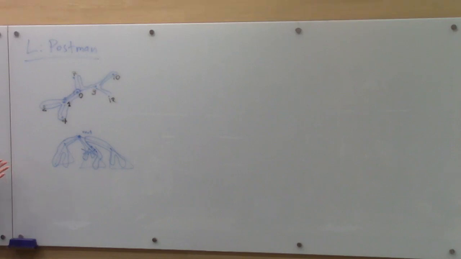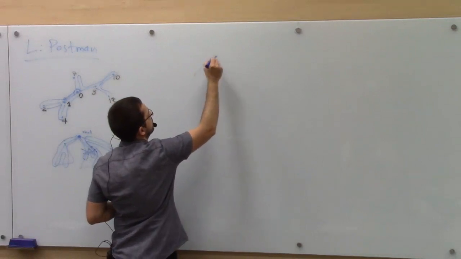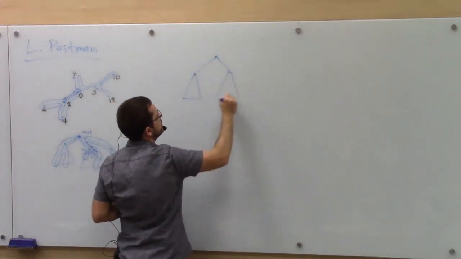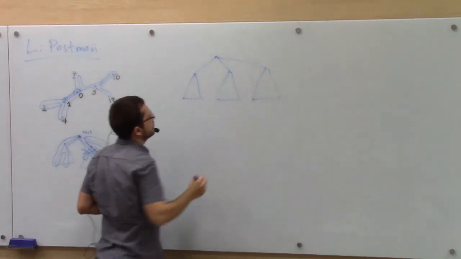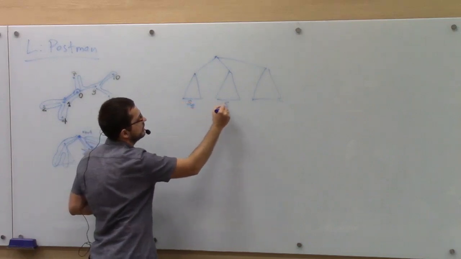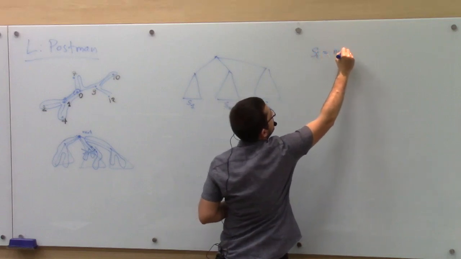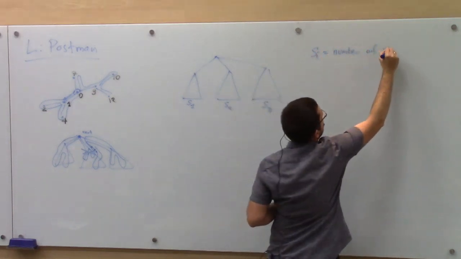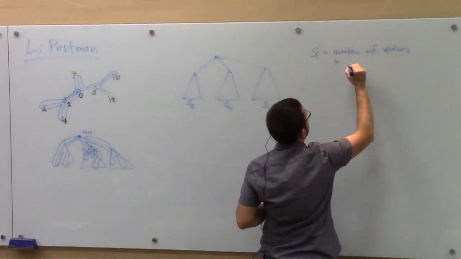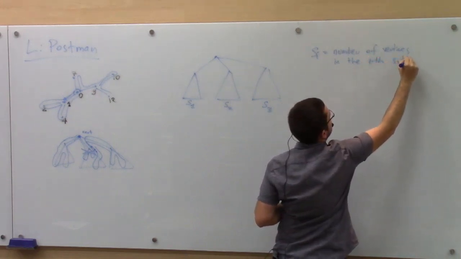So now I think there's no clear intuition what to do. So maybe we can do some calculations. So let's say that we have a root, we have our subtrees, and each subtree has its size. So Si is the number of vertices in the ith subtree.